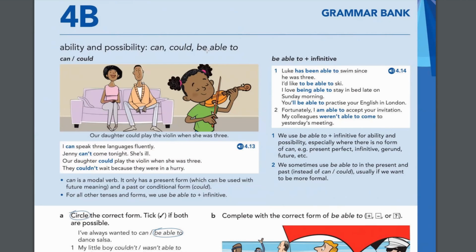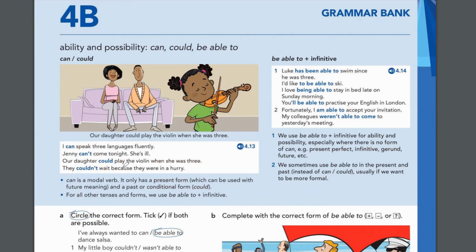So we've got can. We can use it in present form, past form, or conditional form, which is could. We can't use can in present perfect or infinitive or gerund forms, right? When we talk about ability, I can speak English. I can do that. And when she was 3, our daughter could play. So she had the ability to play, right? Could play. And to make it negative, can't. They couldn't wait because they were in a hurry.